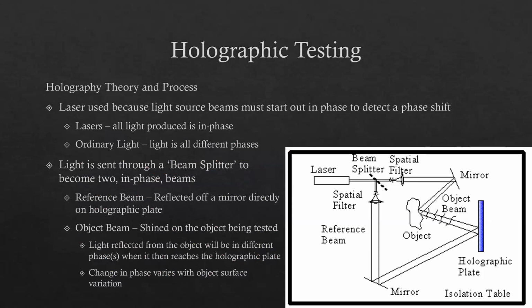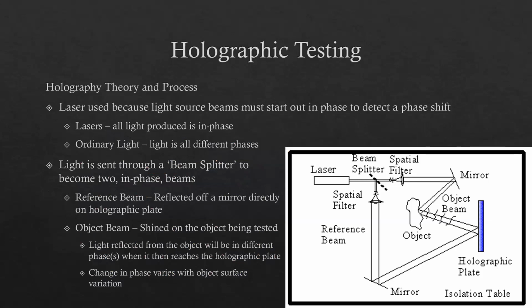The first beam is called a reference beam. The other beam we bounce off of an object. When we bounce that second beam off of our object, that is going to change, among other things, the intensity and the phase, and most importantly for holographic testing, it's going to change the phase of that light hitting the object.